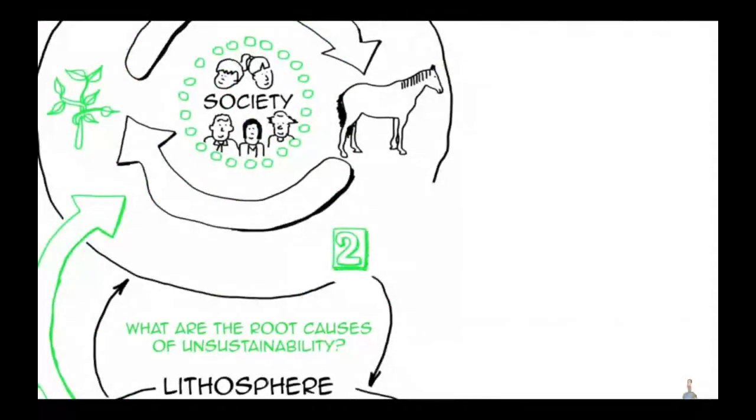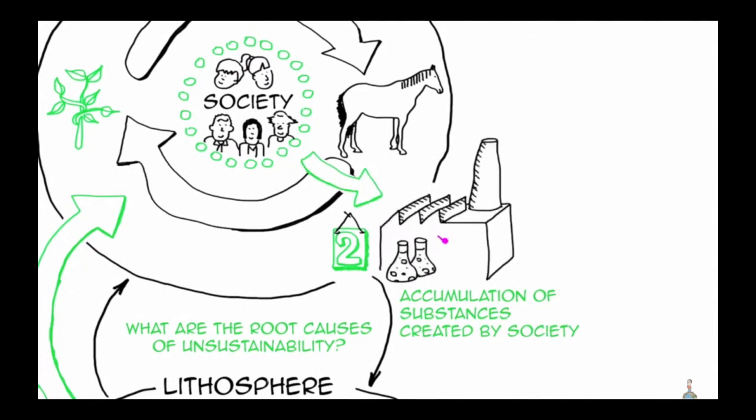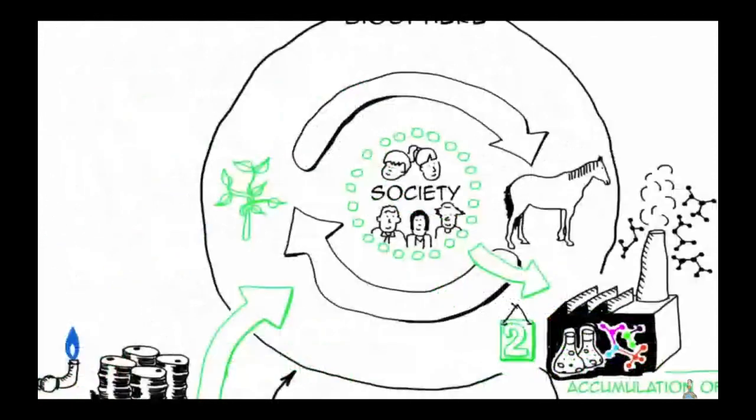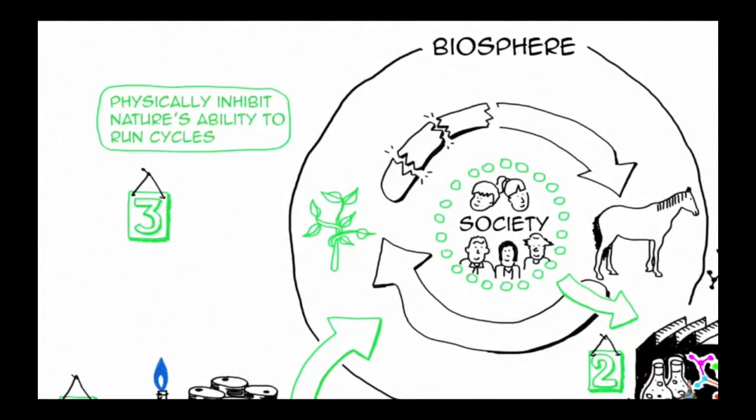The second one is that we create in our society substances that accumulate in nature. We create chemical compounds that nature takes a very long time to break down, but we also create substances that already exist in nature, like carbon dioxide, for example, but in such large quantities that they accumulate and nature cannot cope. The third one is that we physically inhibit nature's ability to run the natural cycles.